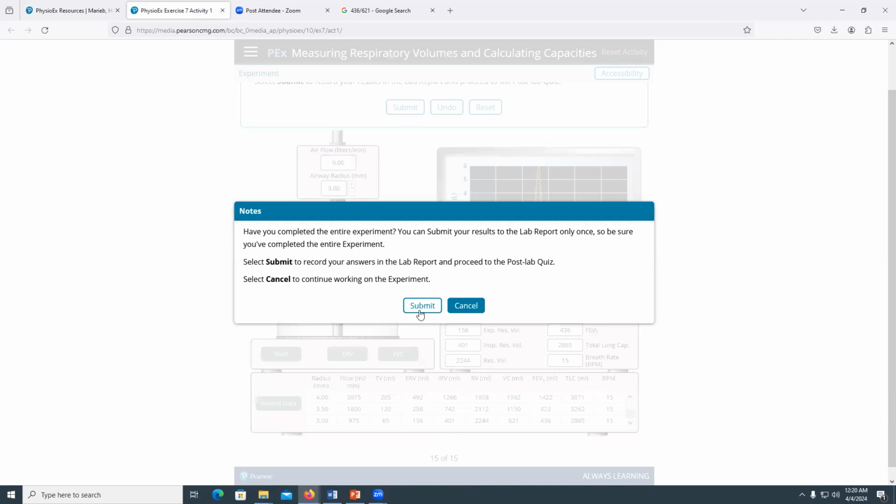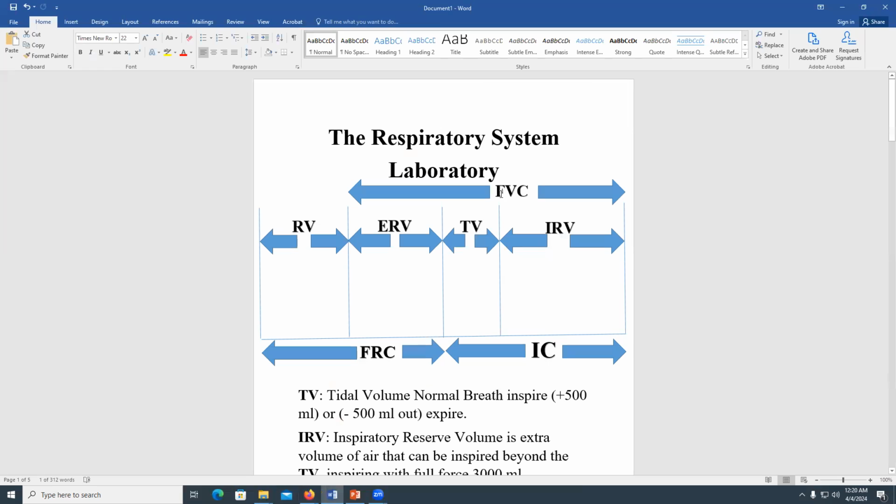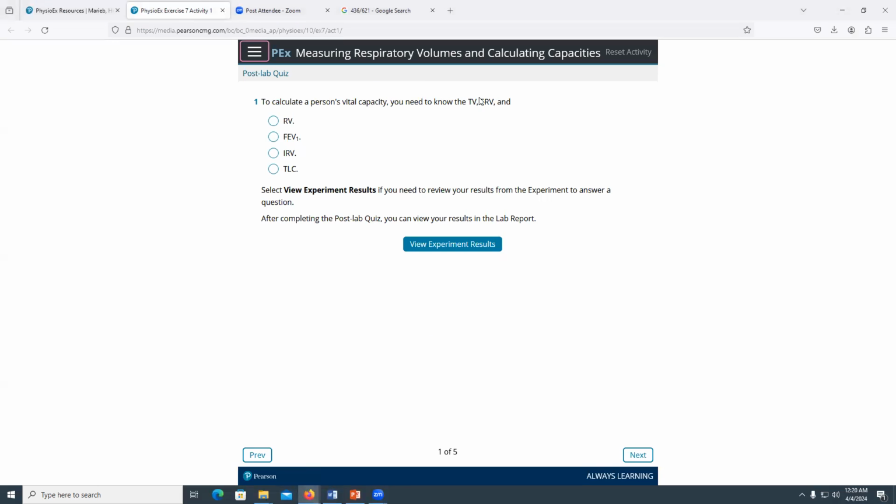Submit. Okay. To calculate a person's vital capacity, you need to know. So for vital capacity, or forced vital capacity, I must have the three: IRV, inspiratory reserve volume, tidal volume, and expiratory reserve volume. I need those three. Let's see, what do I have? It says I have tidal volume and expiratory reserve volume. What's missing is IRV. I need that one.